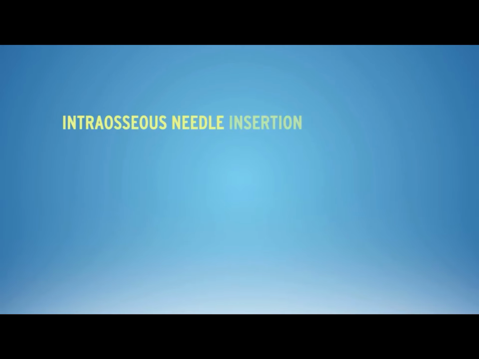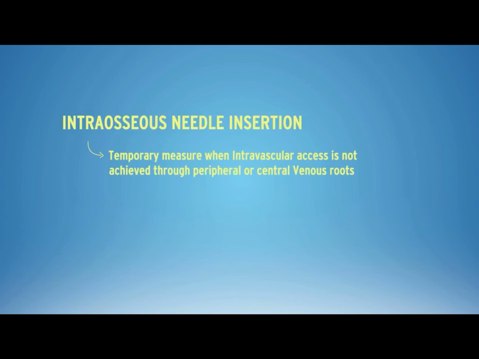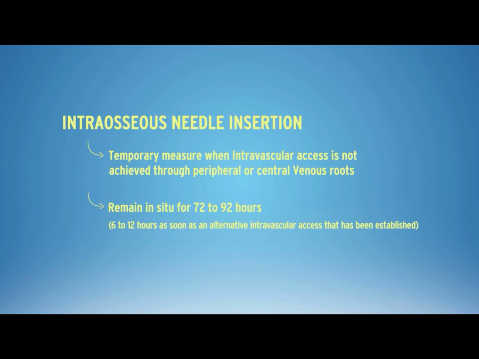Summary. Intraosseous needle insertion is used as a temporary measure when intravascular access is not achieved through peripheral or central venous routes. The intraosseous needle may remain inserted for 72 to 92 hours. It is ideally removed within 6 to 12 hours as soon as an alternative intravascular access has been established.